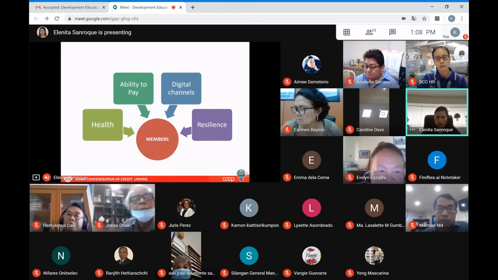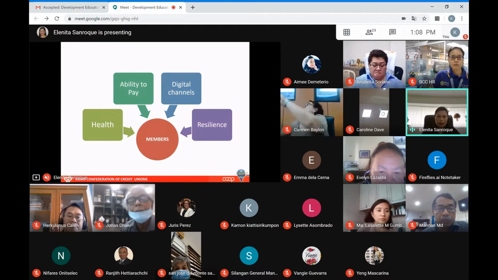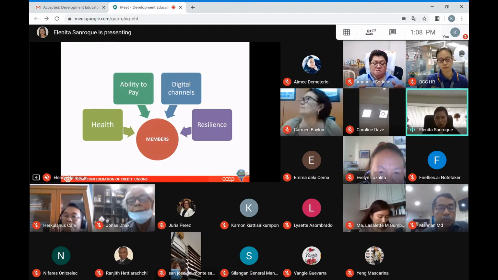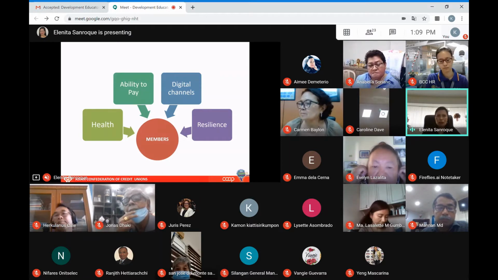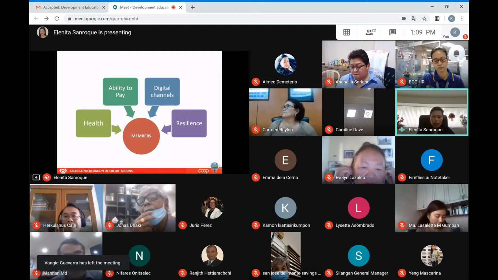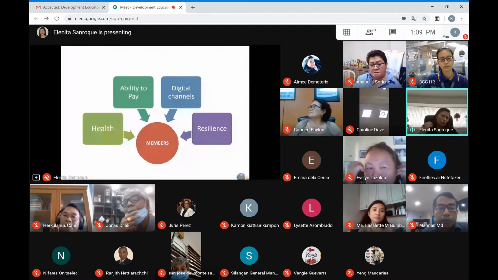Let's put our attention to our members. These are the areas that we have identified that we need to analyze for impact. Number one is the health of the member, then the ability of the member to pay the loan to your cooperative, and the digital channels you are using in the cooperative to ensure that members maintain social distance, because there is no need for face-to-face transaction when they can use digital means. We need to identify what the challenges are around that area. And the last one is resilience. Let's go now to our members' health.